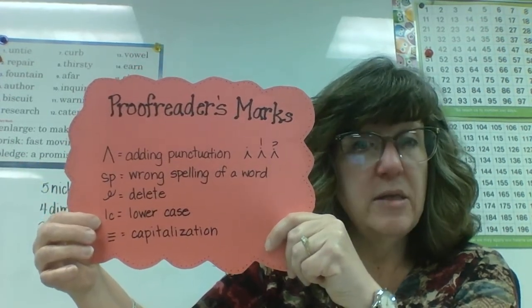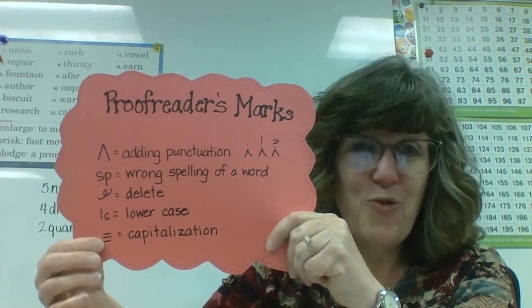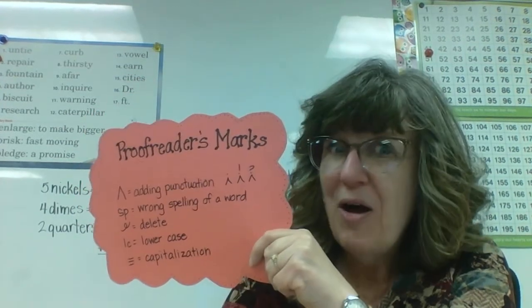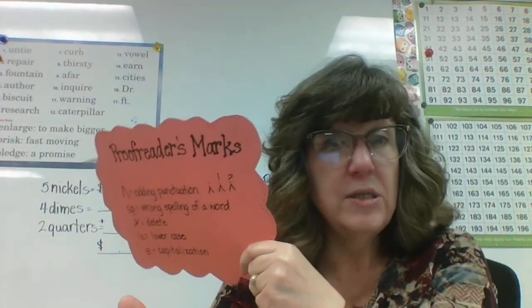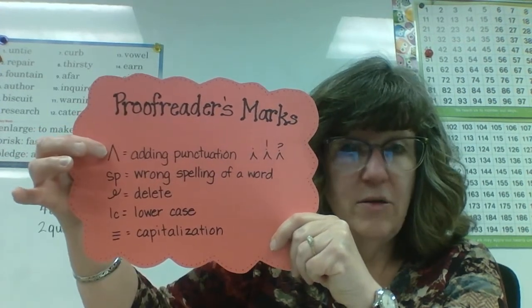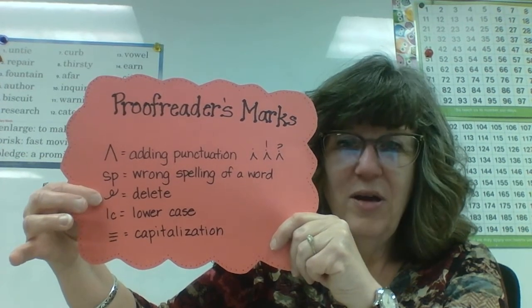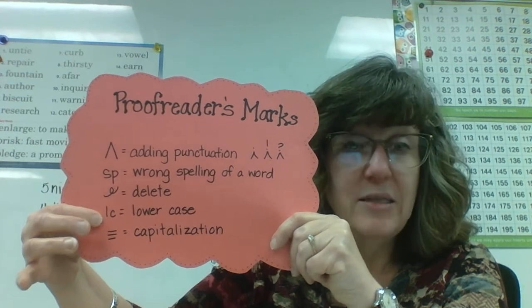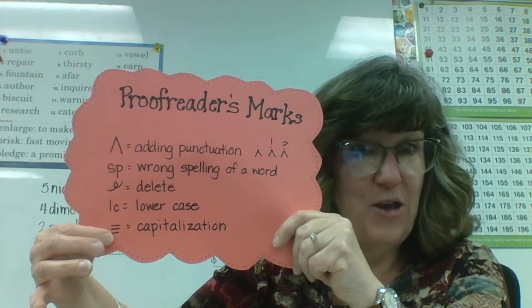LC means lowercase. They put a capital letter where a capital letter does not belong. And 3 lines goes under the letter that needs to be a capital. Where do we always find a capital? At the beginning of the sentence. That's right. The beginning of the sentence always begins with a capital letter. You got these? A caret for punctuation, SP for spelling, pig's tail or curlicue to delete an extra word, LC for lowercase, and 3 lines under the letter that needs to be a capital. Okay, are you ready to get started?